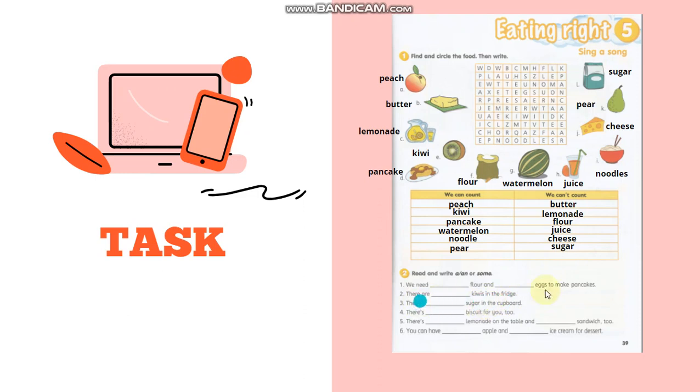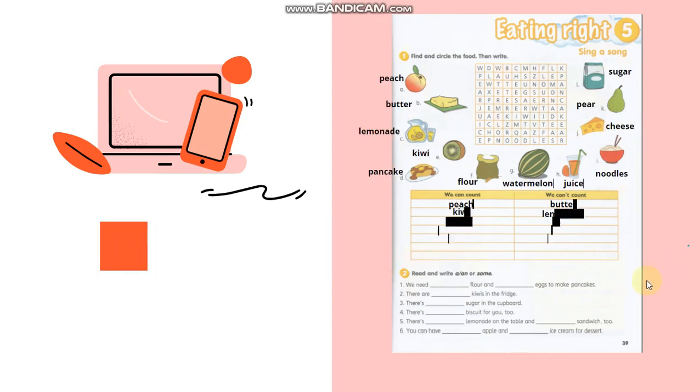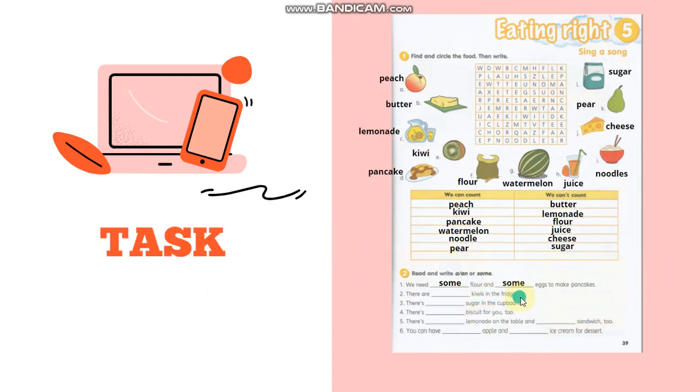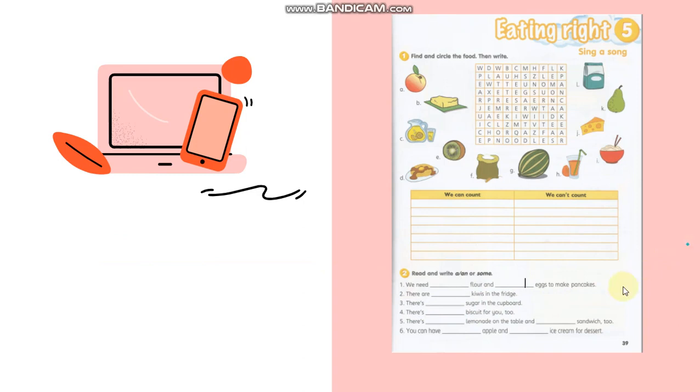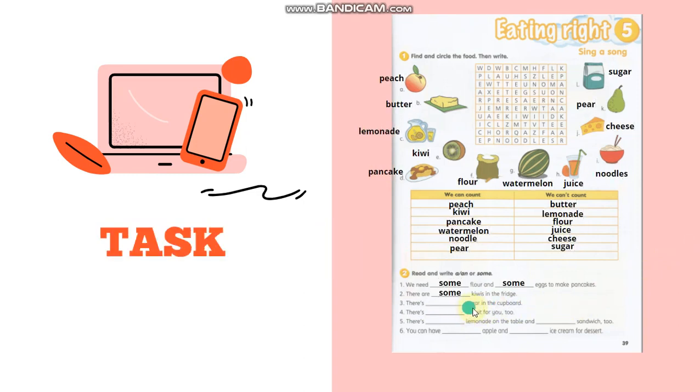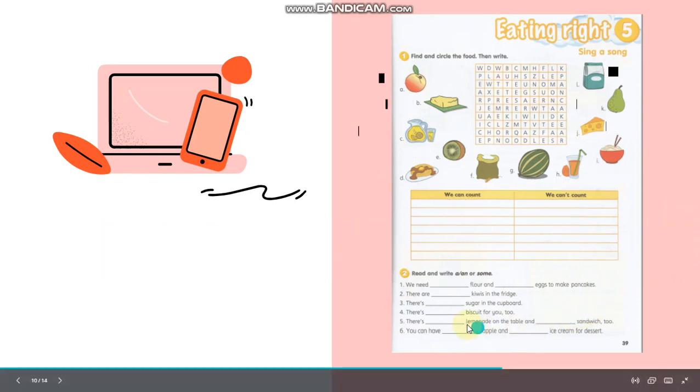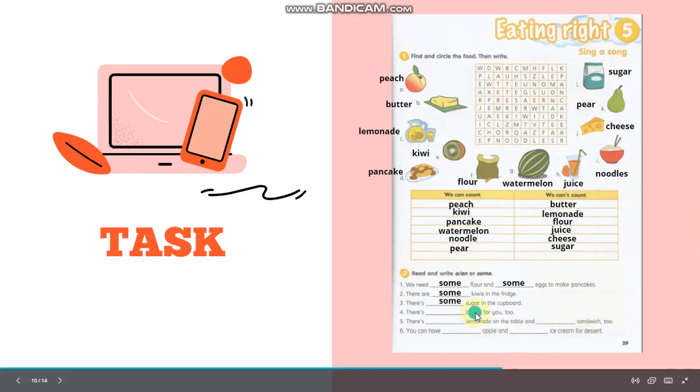Okay, now let's look at number 1. We need flour. Flour is uncountable. And eggs. Eggs is plural, so we use some flour and some eggs. Now let's look at number 2. Kiwis is plural, so we use some as well. Some kiwis. Number 3, sugar. Sugar is uncountable, so we use some as well. Some sugar.